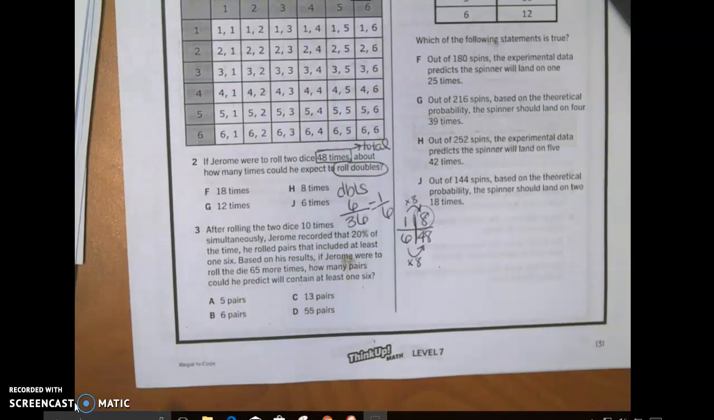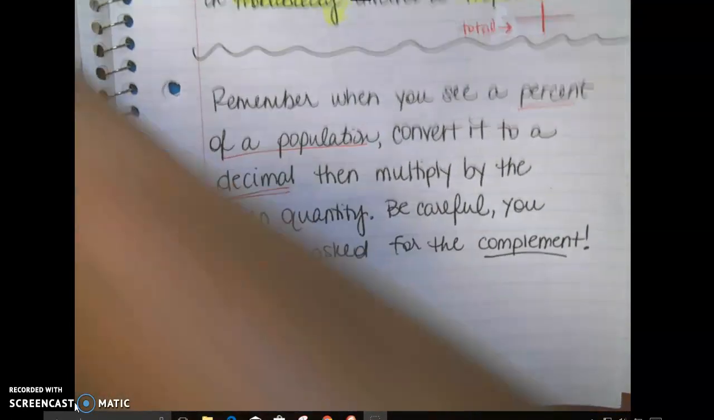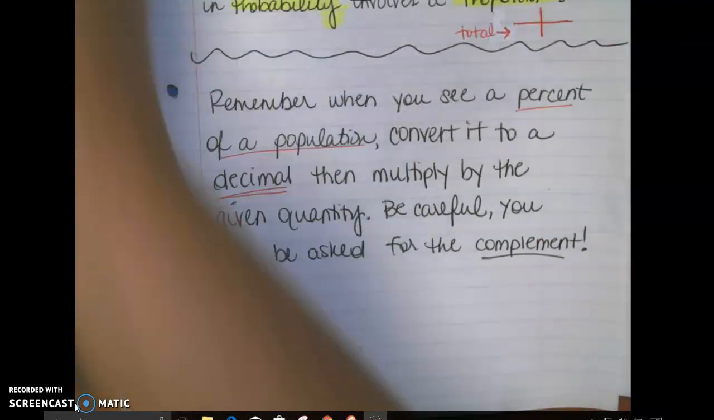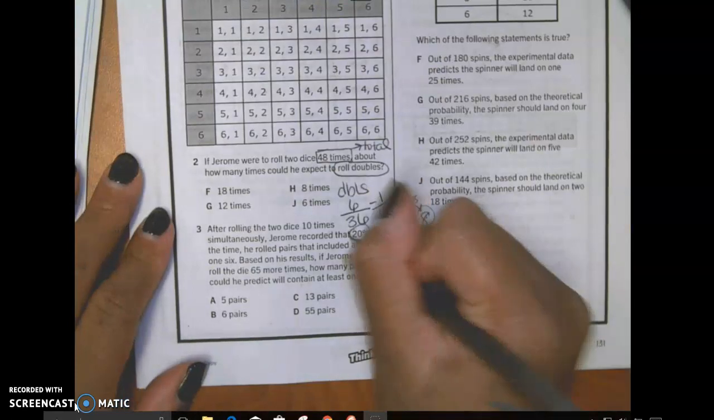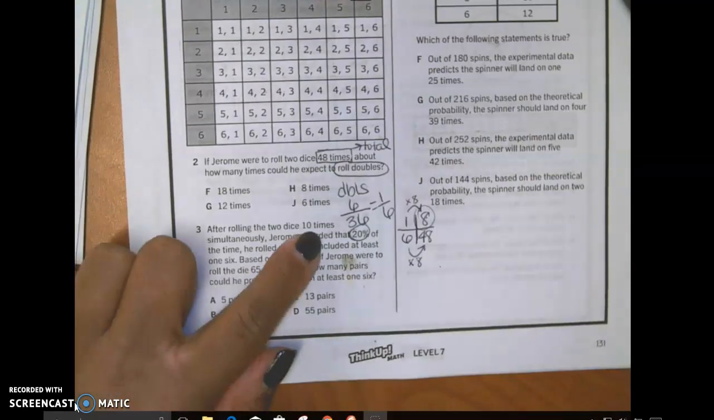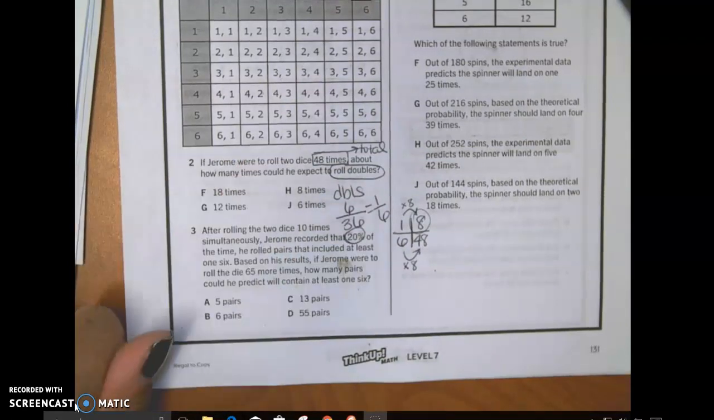What did I say to do if you have a percent? Go back to your notes. Convert it, then what? Multiply. What is the quantity that they have given me? I already know about the 10 times. 20% is my percent, and then what am I multiplying? What do I not know about? Pay attention. How many pairs can you predict?